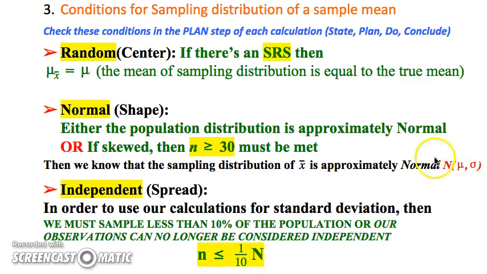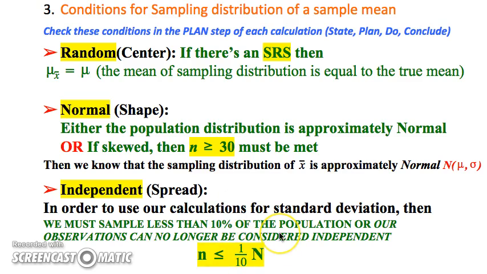And remember, we write normal by this capital N, and then the mean and standard deviation in the state portion of your problem that should be included. The independent condition is our third condition, which describes spread, because we need this condition to be met in order to use the formula for standard deviation, which is a measure of spread. So we need to make sure we don't sample more than 10% of the population when sampling without replacement. That means little n, the size of my sample, has to be less than or equal to 1/10 of big N, the size of the population.